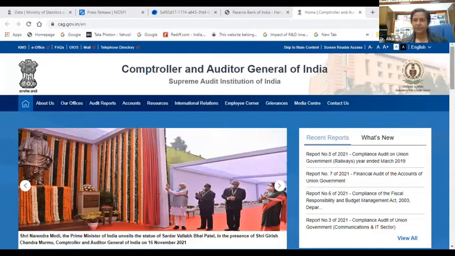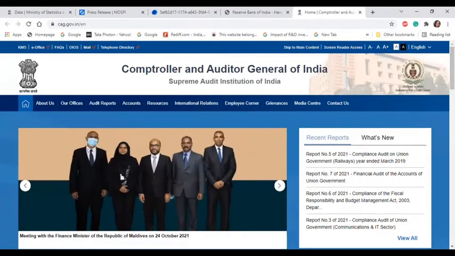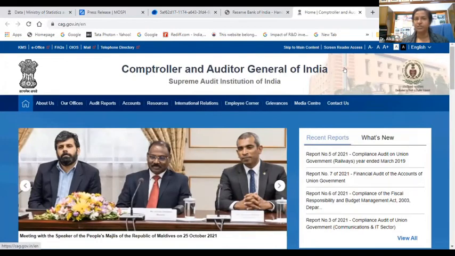So let us explore. This is also a very interesting source of data, which you can utilize for various purposes. This website basically requires some skill in data collection. Just a minute. Is it now visible? Yes, ma'am. So here, this is the Comptroller and Auditor General of India, fine?